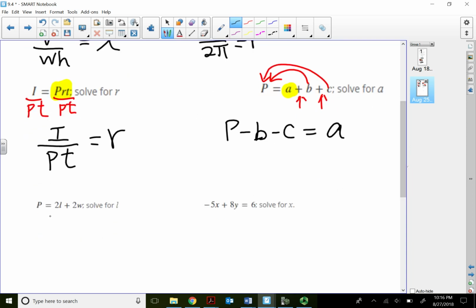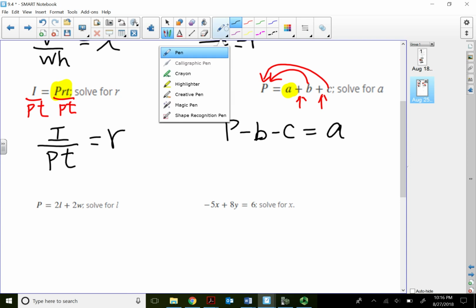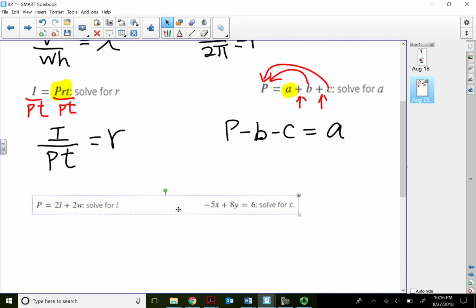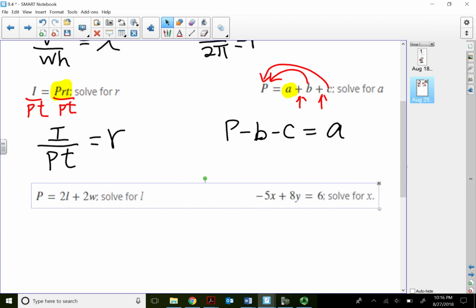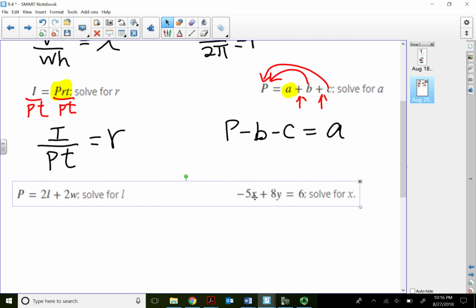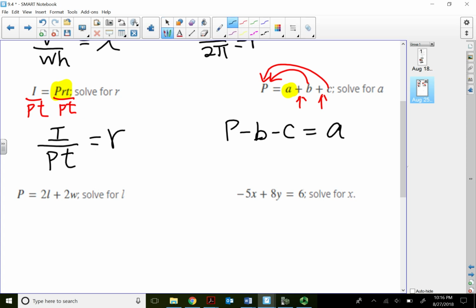I'm going to skip over the P equal to 2L plus 2W since I already just did one just like it, except earlier we were solving for W. Now I need to solve for L, but the steps are exactly the same. 2L is positive, let it stay. Move the 2W over, then divide every term by 2. Now this is a very important problem because the next time you see this problem will be in module 10. By then we will be learning how to solve for y.